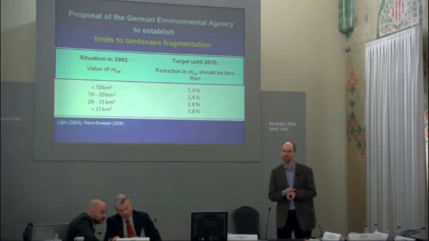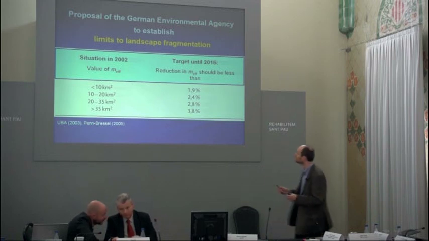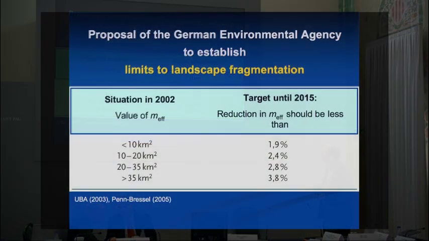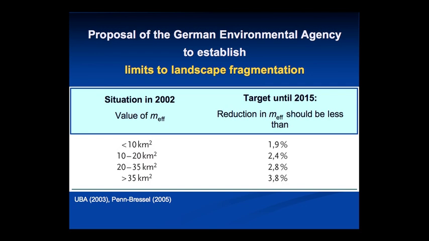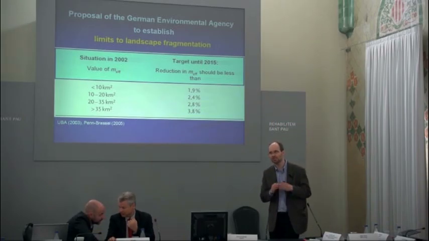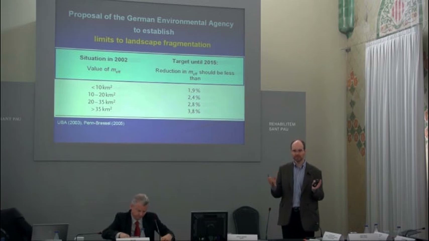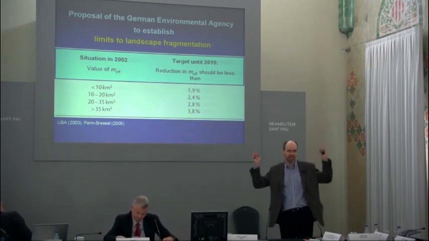This is just a proposal first to slow down the speed of increase in landscape fragmentation. So the idea is, when you look at the values from 2002, if, for example, the value is less than 10 square kilometers, the reduction over the next 13 years since 2002 should be less than 1.9%. And here the values are a little adjusted depending on the effective mesh size. So it really limits or slows down the increase of landscape fragmentation. But you could go a step further and say, in this region, we do not want the effective mesh size ever to be less than, say, 20 square kilometers.